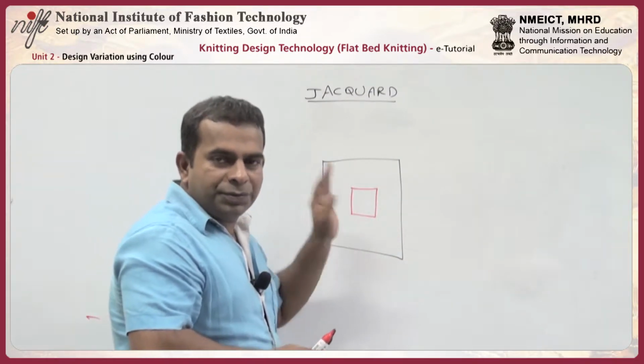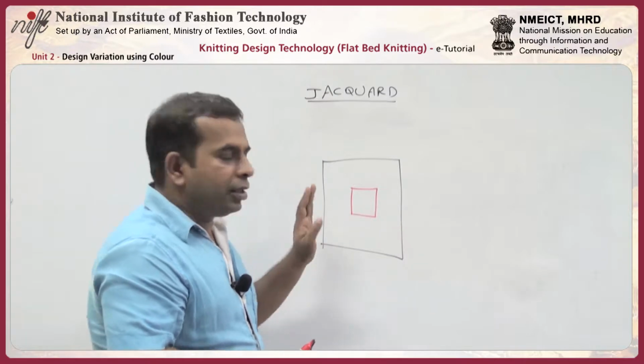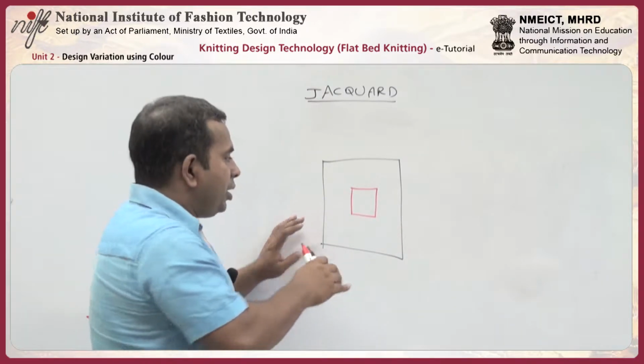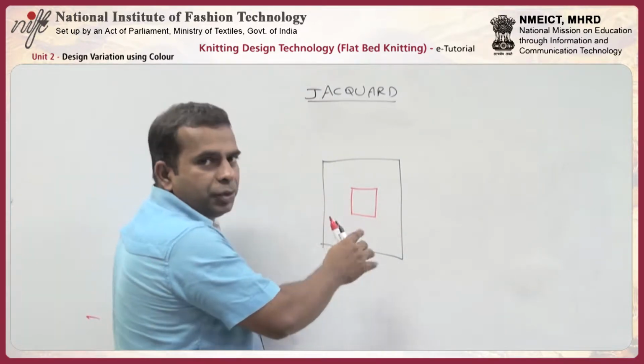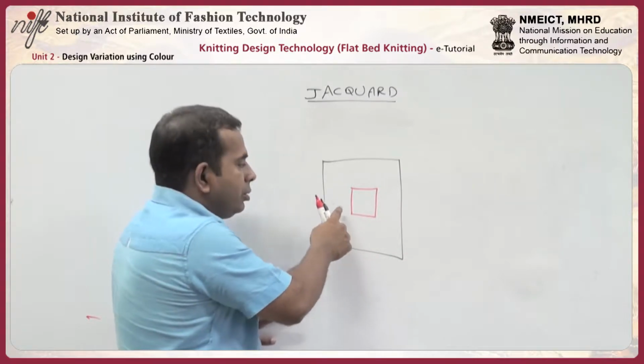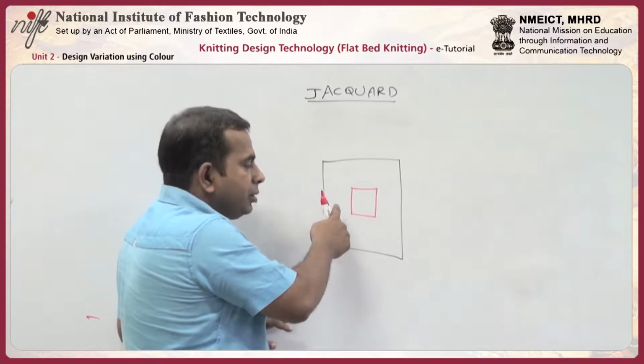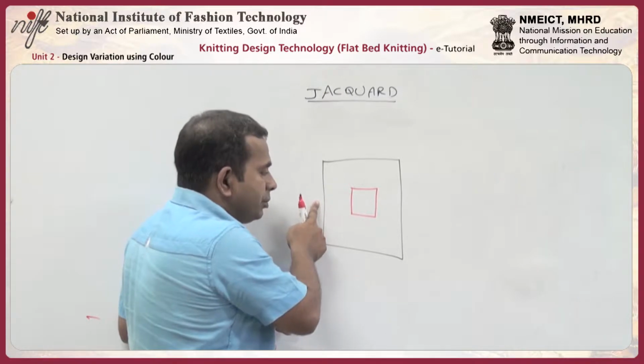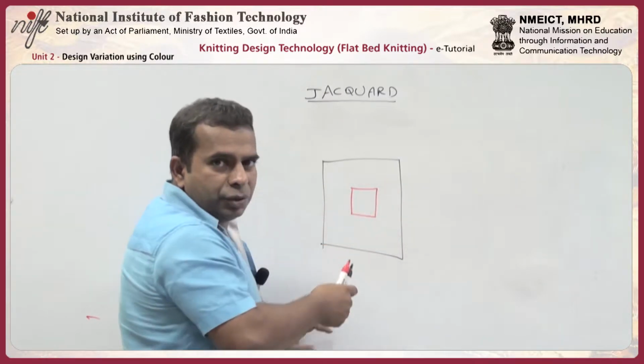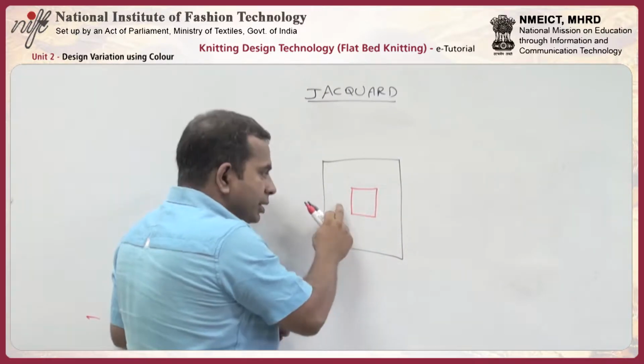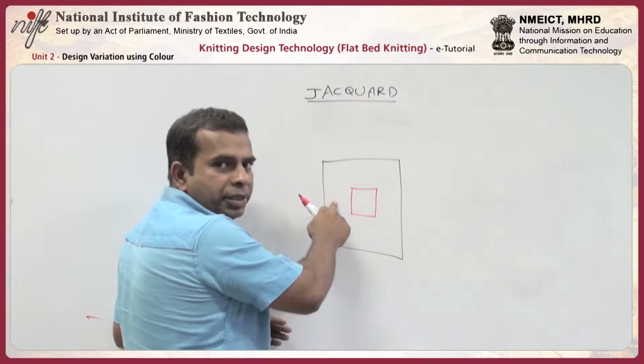Now what are the different techniques we can apply? We clearly know we need 2 different colored yarn to produce this. Now when we start knitting, we are going to start from here and end here. So that means the red is available here also, but it is hidden.